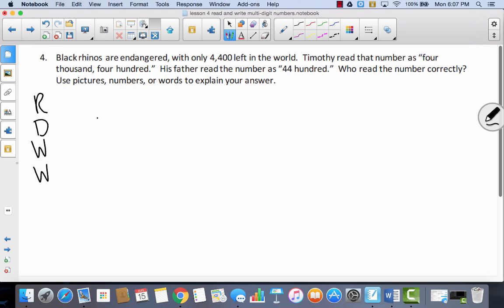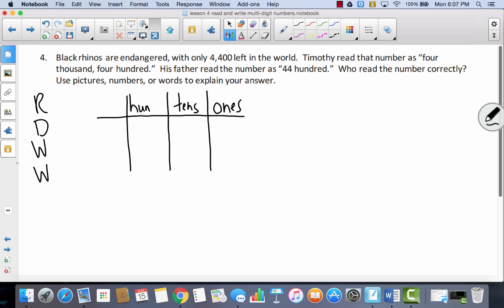So I'm thinking that a place value chart might be a good thing to draw to represent this problem here. So I'm going to go ahead, and since these numbers are only going up to the thousands, I'm just going to draw a small one. So I've got ones, tens, hundreds, and thousands. So it says here that Timothy read this number 4,400. And then it said that his father read this number 4,400.